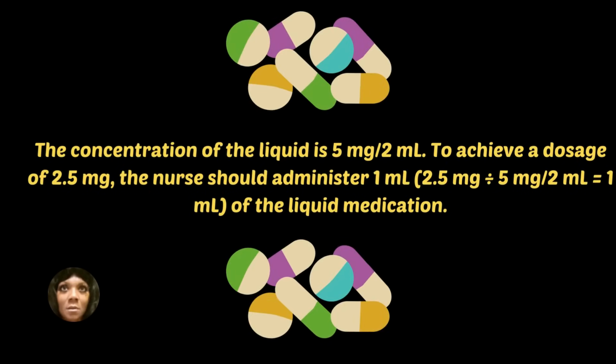The concentration of the liquid is 5 milligrams per 2 milliliters. To achieve a dosage of 2.5 milligrams, the nurse should administer 1 mL. 2.5 milligrams divided by 5 milligrams per 2 mLs equals 1 mL of the liquid medication.